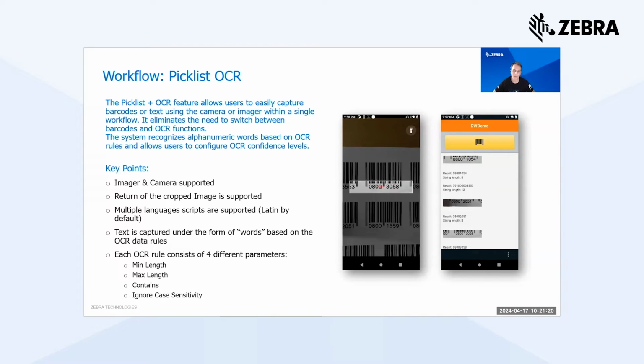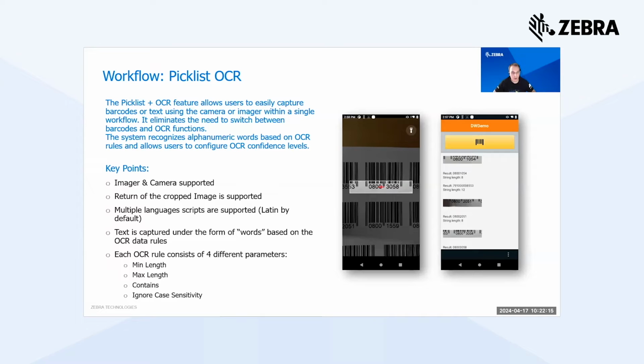As you can see on the right side of the screenshot, all the barcodes that are following the rules that I've set will be returned back with the cropped image. Instead, the barcodes that were captured but were not following the rules are coming back without the actual image. Also, I forgot to mention about the text recognition feature that multiple language scripts are supported. Latin is the default one, but others are supported as well.